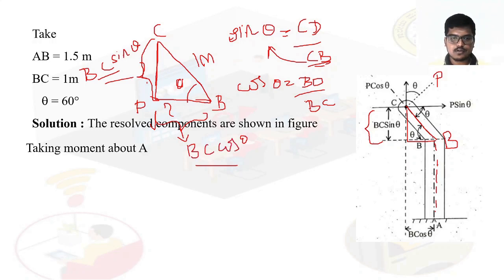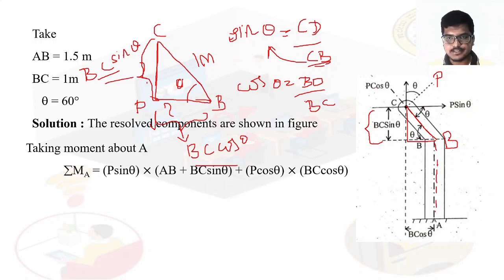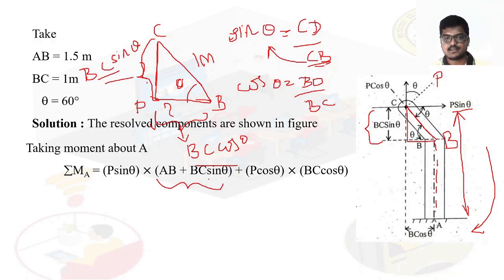This is BC cos theta. Now I'll take moment about A. What is the force? P sin theta and P cos theta. Sigma moment about A is equal to, what are the forces? Only one force we have, that is P, with components P sin theta and P cos theta. P sin theta about A is making a clockwise moment. What is the distance here? I want the perpendicular distance from this point to point A. The distance is AB plus BC sin theta. So P sin theta into distance AB plus BC sin theta.